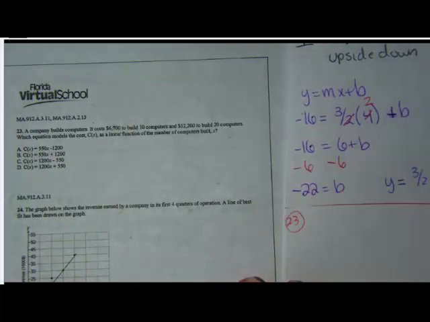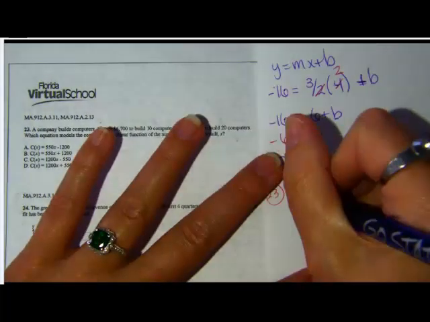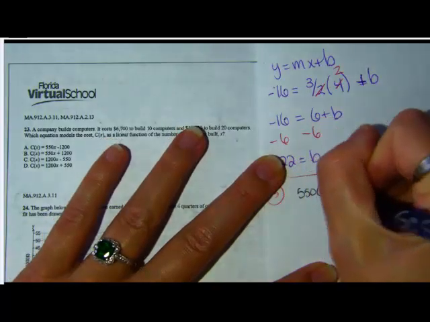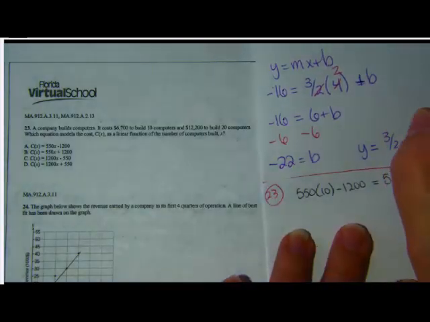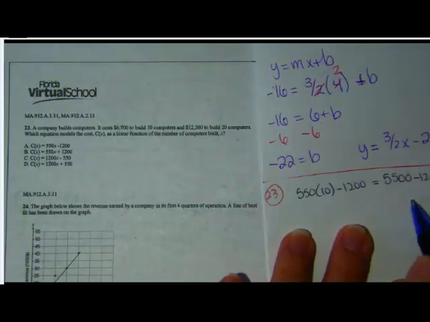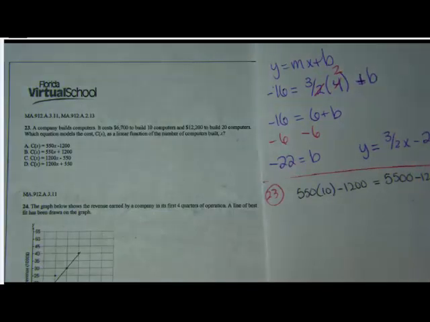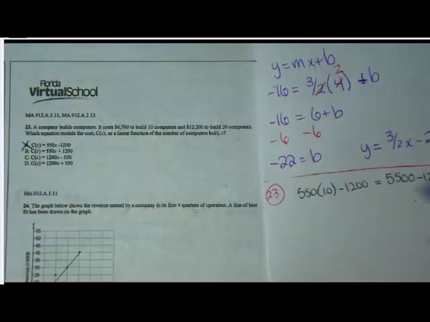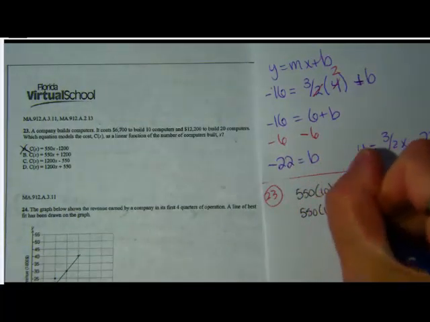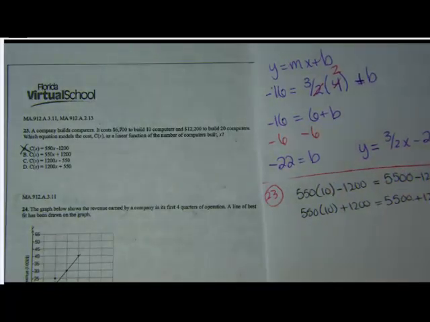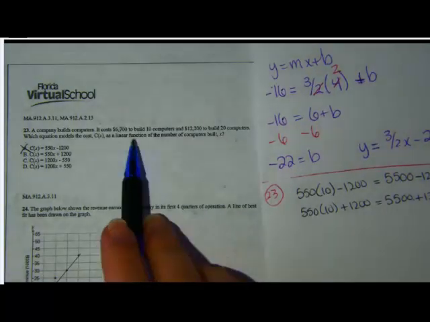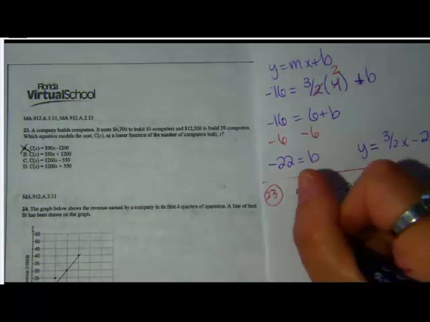So first I'm going to plug 10 into A. I'm going to get 5,500 minus 1,200. That is not 6,700. So it's not A. If I try B, this does equal 6,700. So B works for the 10 computers, but we also need to try it for the 20 computers.